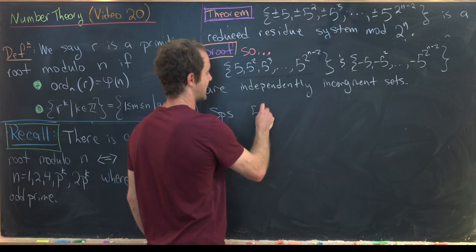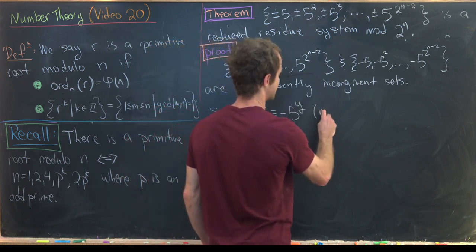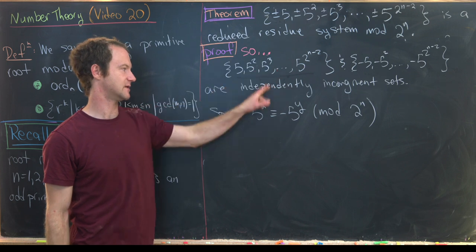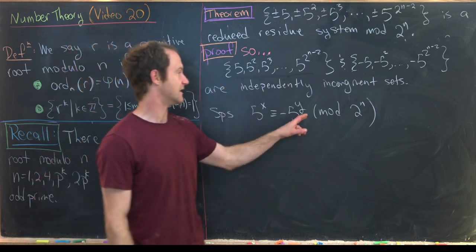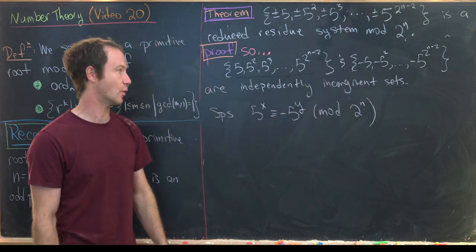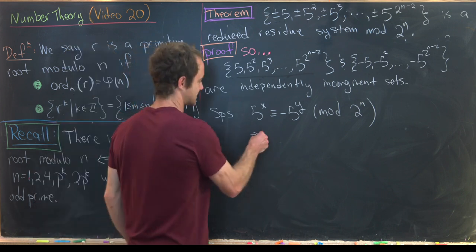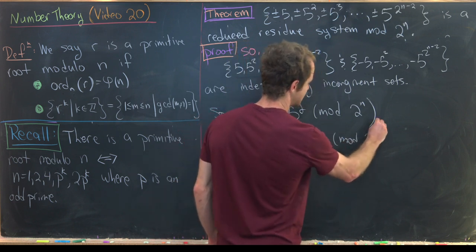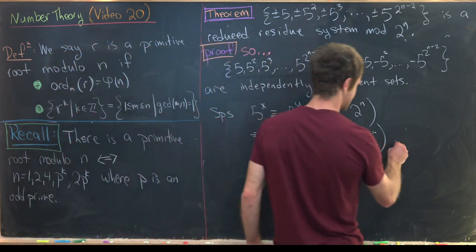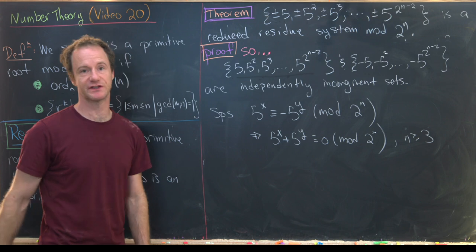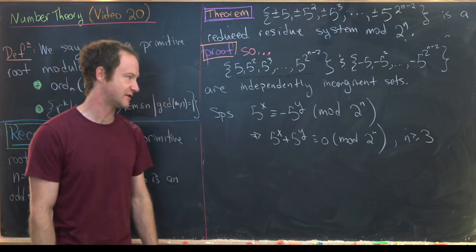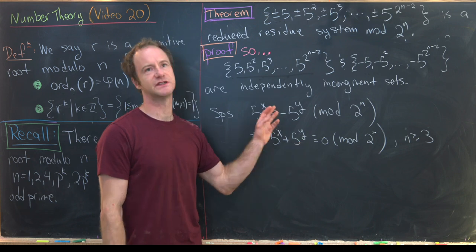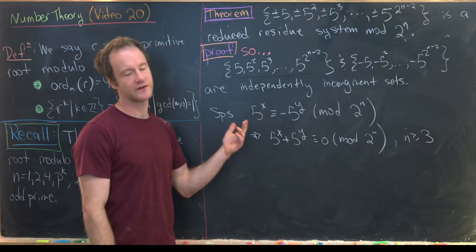So we'll suppose 5 to the x is congruent to minus 5 to the y mod 2 to the n. So notice 5 to the x comes from that set, if we let x come from the correct range. And then 5 to the y comes from that set, again, if we let y come from the correct range. That tells us that 5 to the x plus 5 to the y is congruent to 0 modulo 2 to the n. But next, we want to notice that in our current setup, n is bigger than or equal to 3. So we have 5 to the x plus 5 to the y is congruent to 0 mod a power of 2 which is bigger than or equal to 8. That means it's congruent to 0 mod 8 or 16 or 32, so on and so forth.